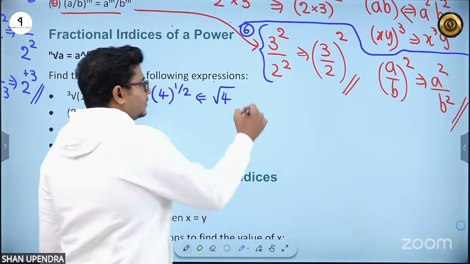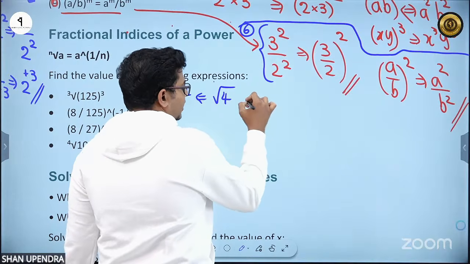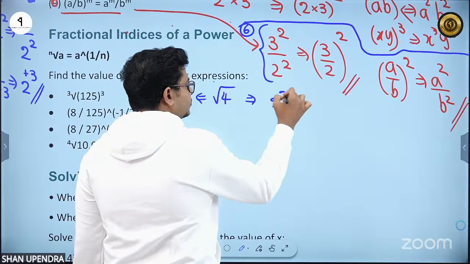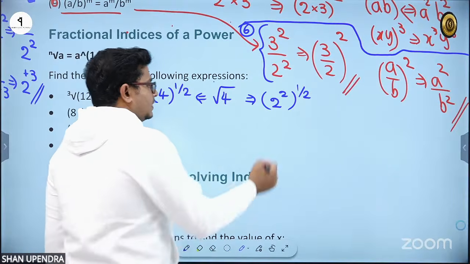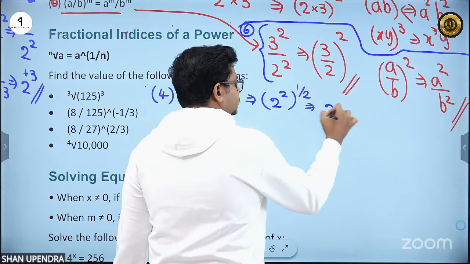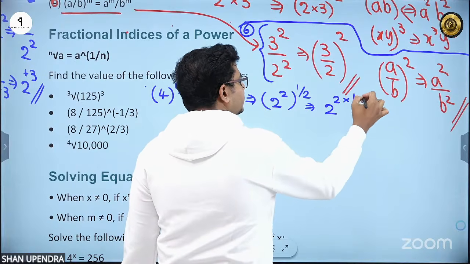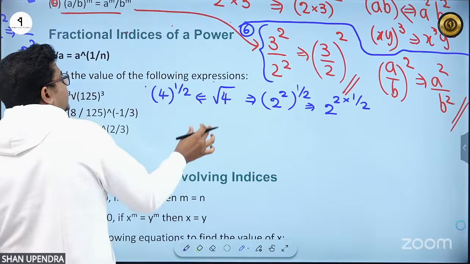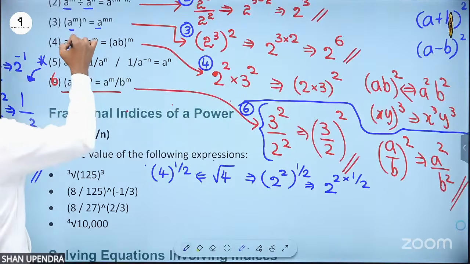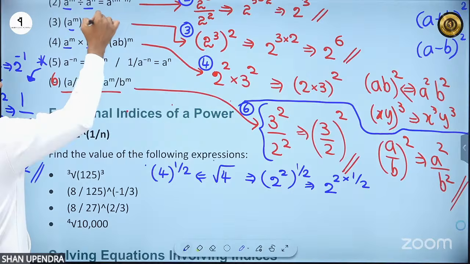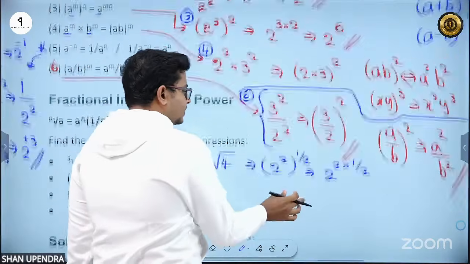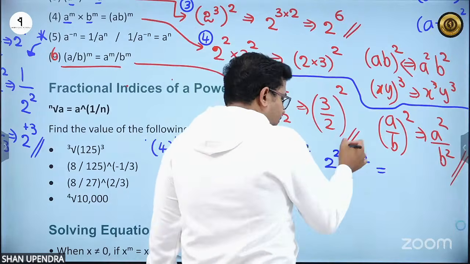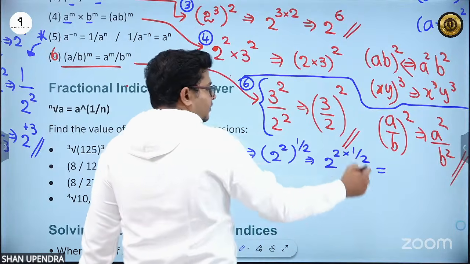What can we do? You can see the 4. This one can be represented as 2 to the power 2, to the power half. Then we can represent this one as 2 to the power 2 into half. We learned that when there is a to the power m to the power n, you can write a to the power mn. Likewise, you can represent it in this way. Finally, the 2s cancel out, and 2 to the power 1 means 2.